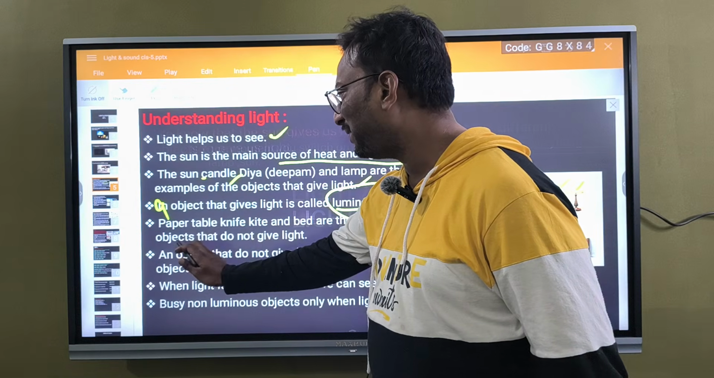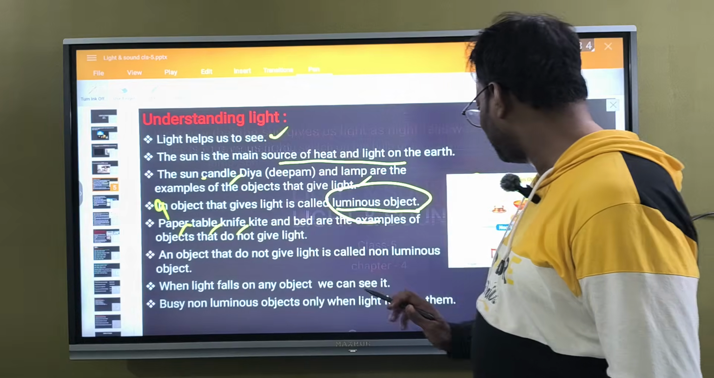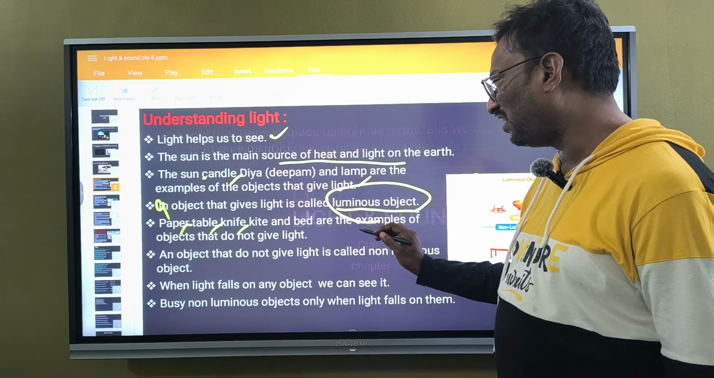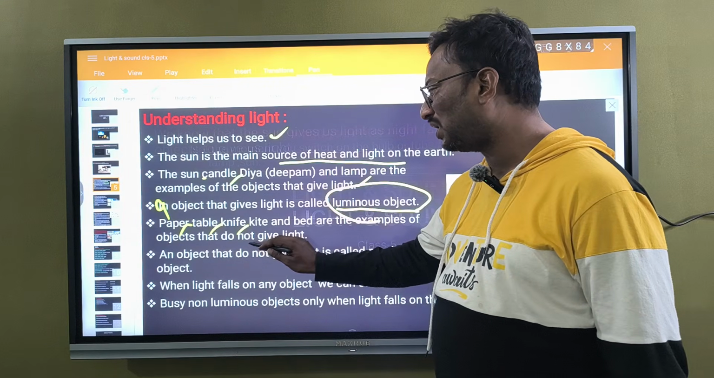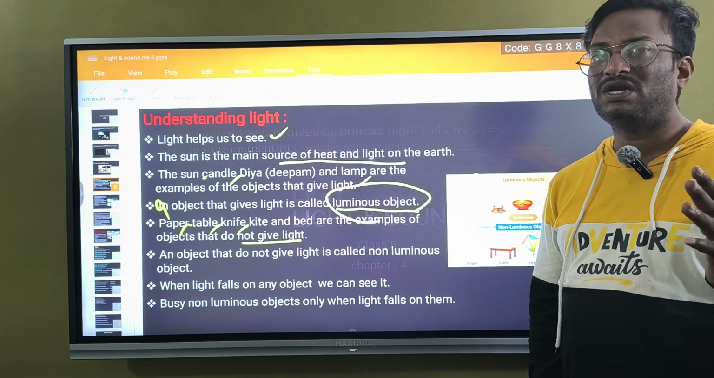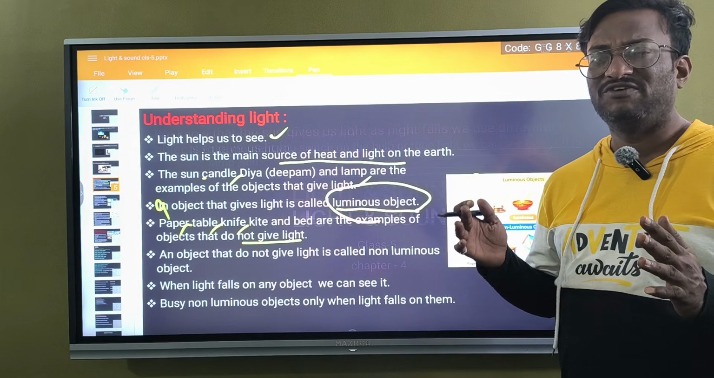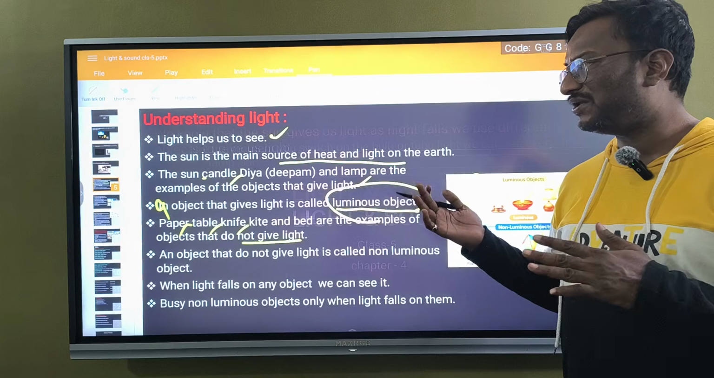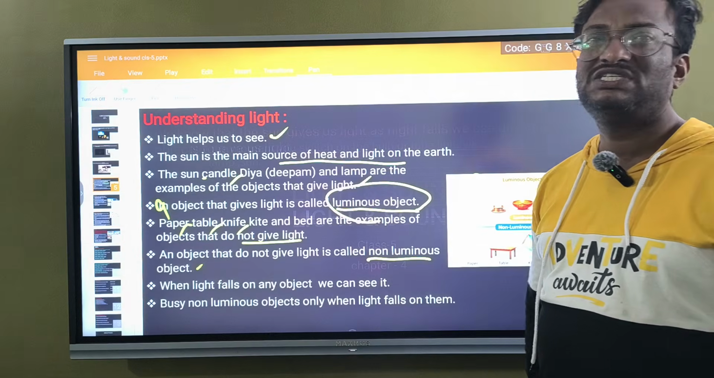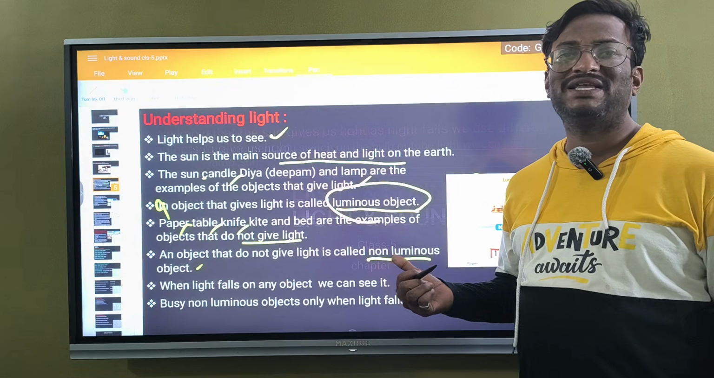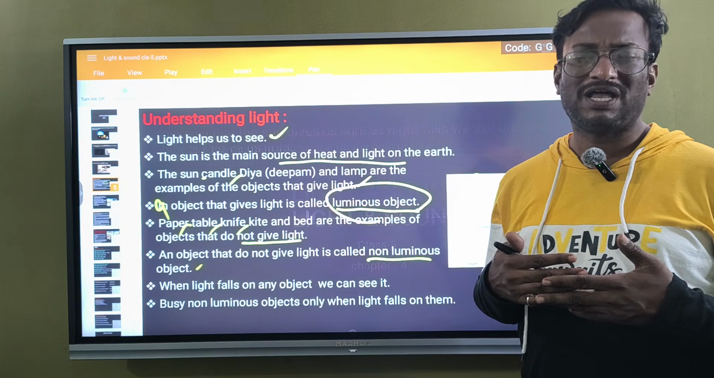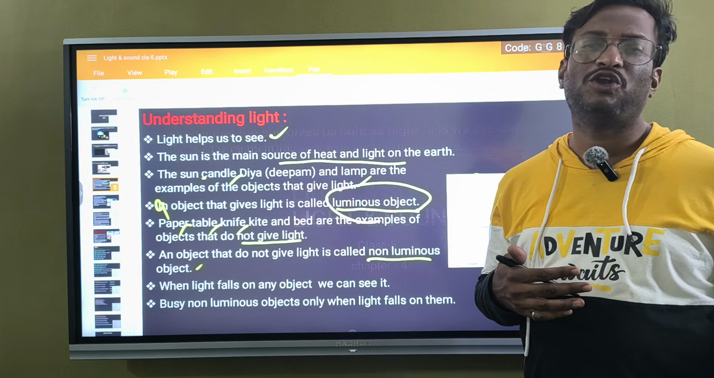For example, paper, table, knife, kite, and bed are examples of objects that do not give light. We have many objects which do not give light, as well as objects which can give light. An object that does not give light is called a non-luminous object. So this should be remembered children. An object which gives light of its own is called a luminous object. The object which does not give light is called a non-luminous object.